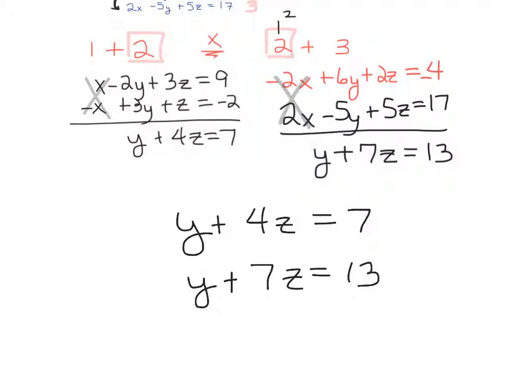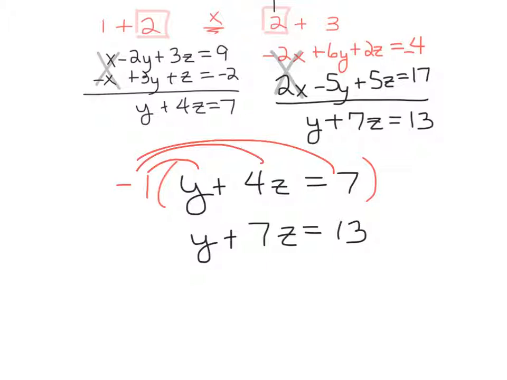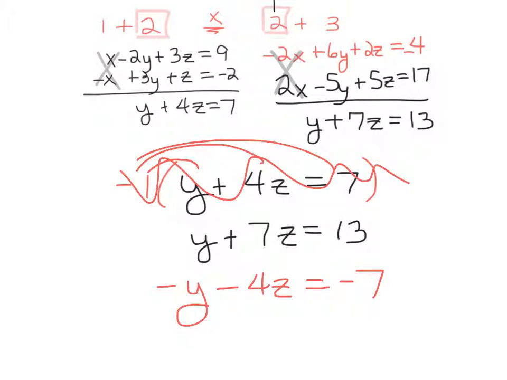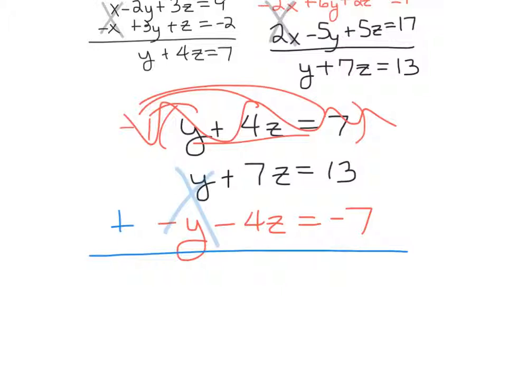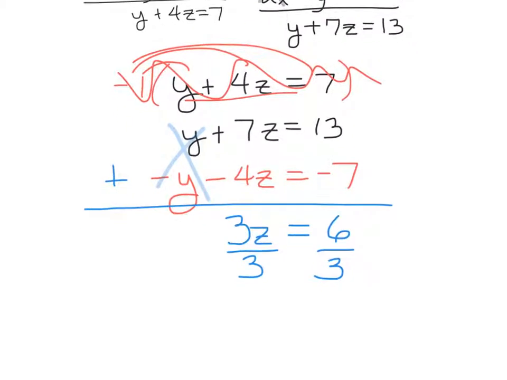So at this point, you can do substitution or elimination. Again, I'm going to choose to do elimination. I'm going to multiply this first equation by -1, and I'm going to eliminate y. So I'm going to distribute the -1, and this gives me -y minus 4z equals -7. Let me move that out of the way. So now I'm going to add the two equations. Notice the y's cancel away, and now I'm left with 3z is equal to 6. Divide by 3, and z equals 2.